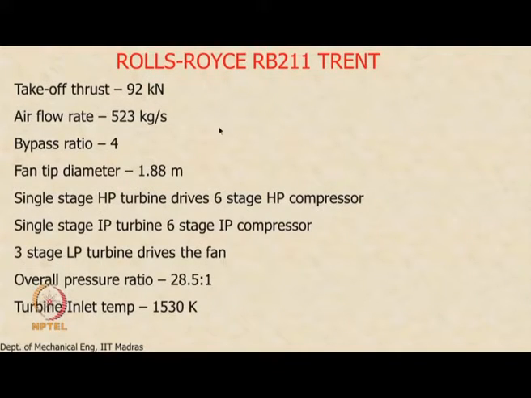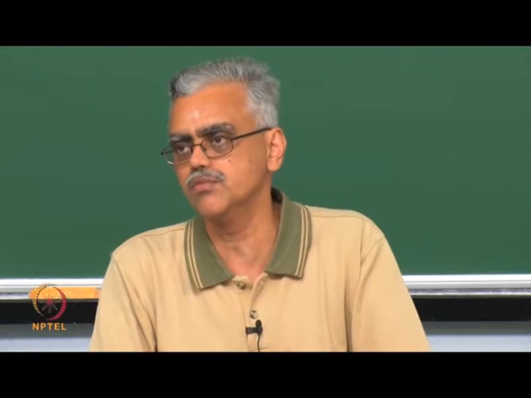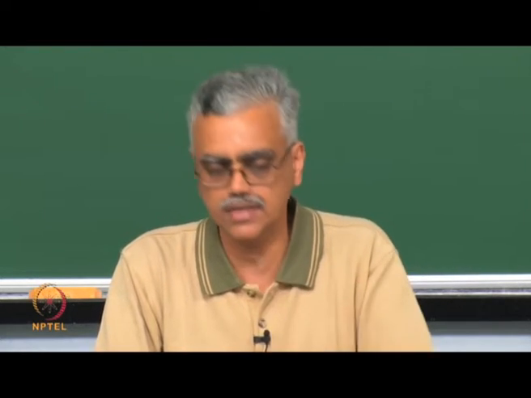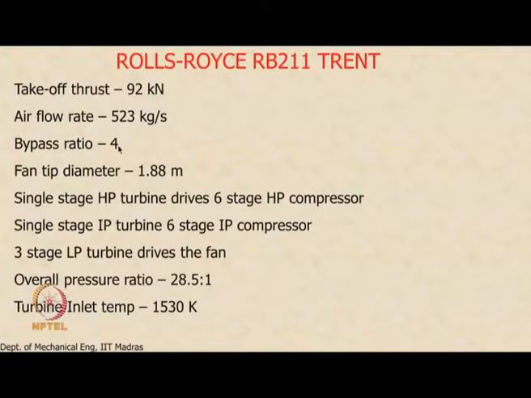And typical specs for this engine, it's about 90 to 100 kilonewtons of thrust, airflow rate about 523 kilogram per second. Again, these engines come in different specifications. Okay, same basic architecture, but with different thrust ratings and so on. This one, the bypass ratio again ranges from 4 to 10 in this particular architecture. Fan tip diameter for all these engines is about 2 meters or so, and pressure ratio for a mid-size engine will be about 30 or so to 1.